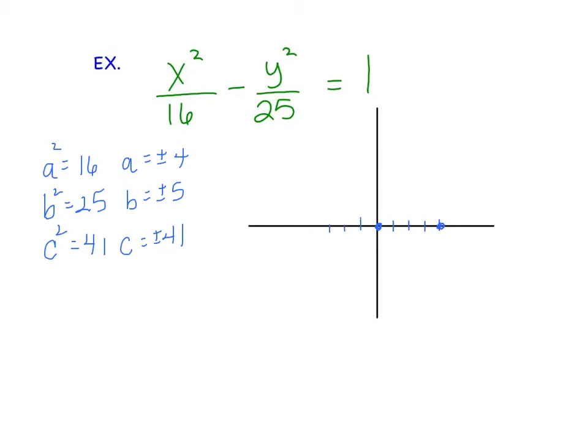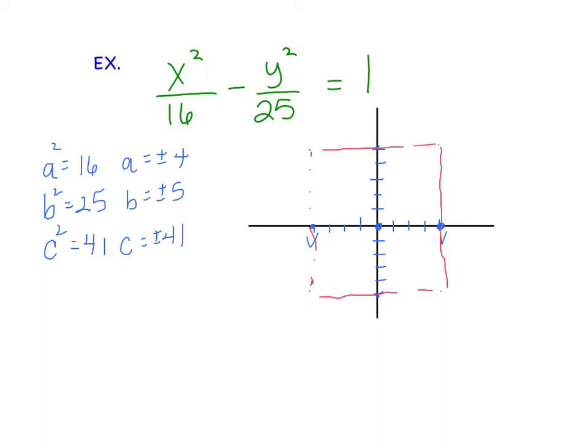1, 2, 3, 4. Then I do the covertices, and I'm going to go ahead and put these there so I don't lose track. 1, 2, 3, 4, 5. 1, 2, 3, 4, 5. Covertice, covertice, draw a box. So go up, over, up, over, and I have my box.